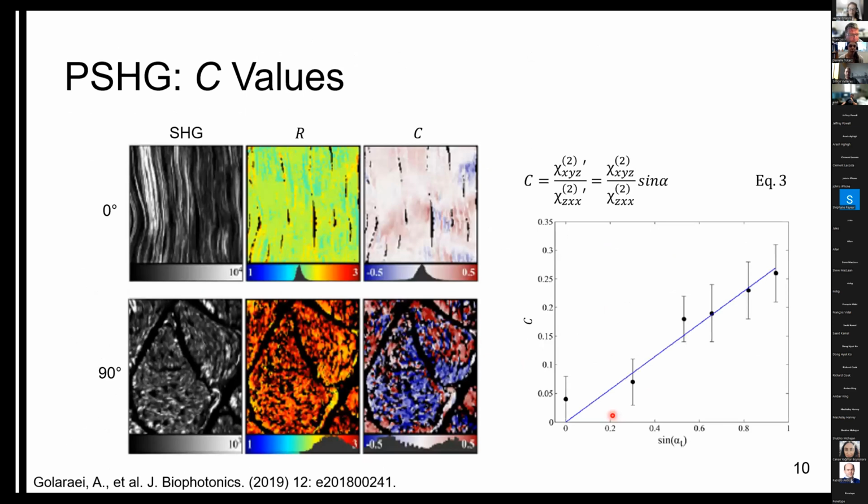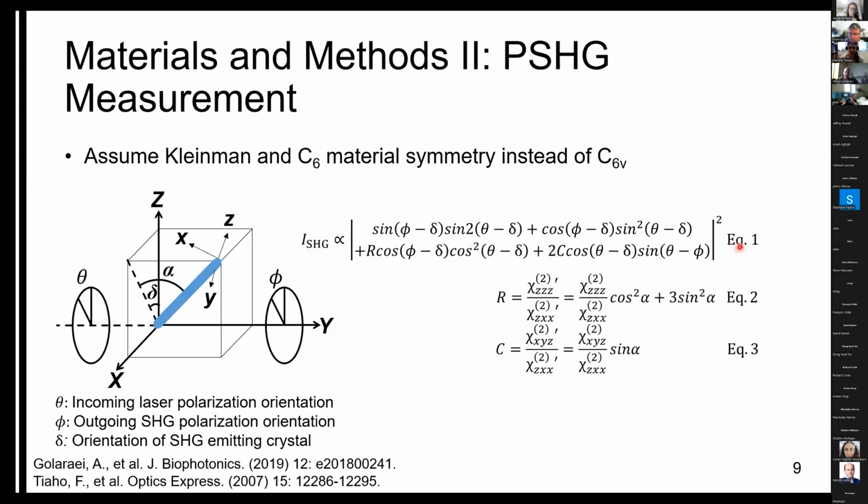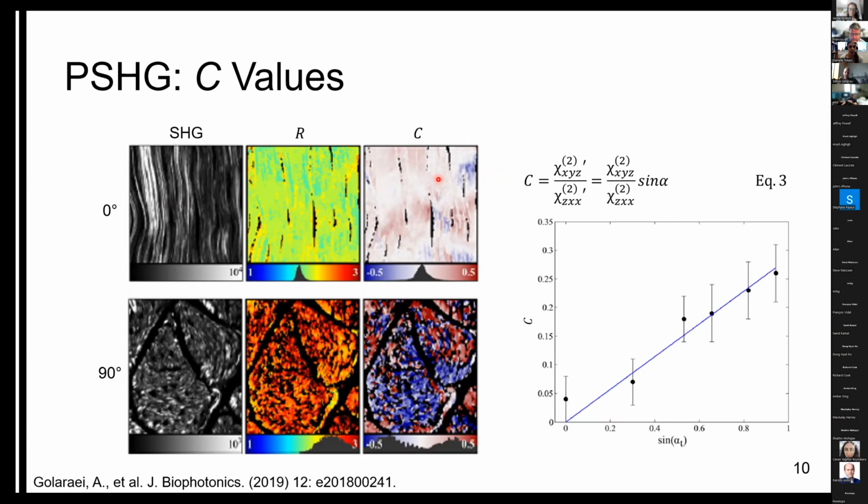Now, this C value was first derived and explored by Dr. Virginia Barzda's research group at the University of Toronto. And they investigated C in collagenous tissue. And this is just example data from their paper. And so what they did here was they took pig tendon and they cut it at different angles between 0 degrees and 90 degrees. They imaged using SHG microscopy and fit the data using equation 1 seen here and extracted the R and C values for each pixel and then showed color-coded maps of these values.